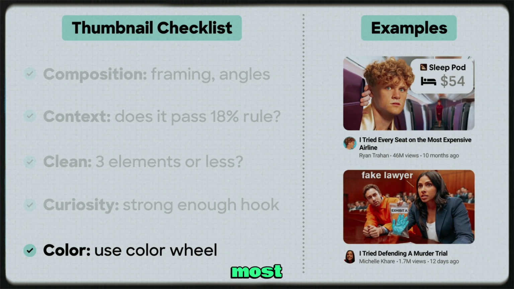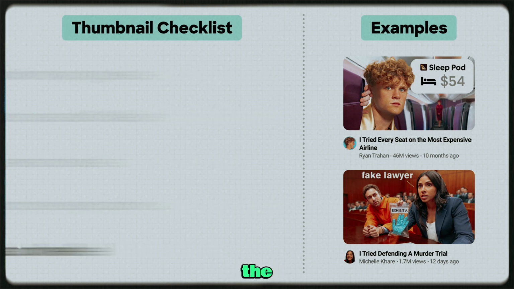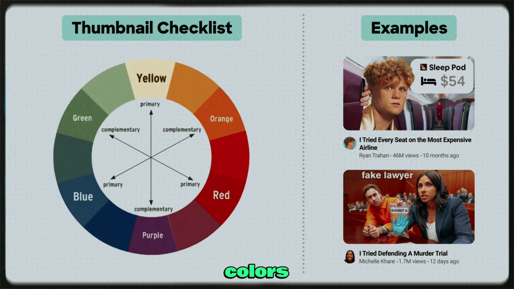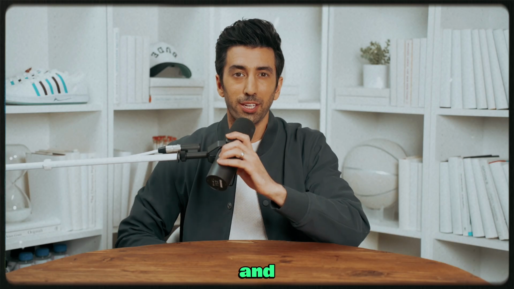And the last C is the most powerful, and that's color. Meaning, do you pair colors in a way that draws the eye? And for that, you want to refer to the color wheel and pair primary colors with the complementary ones. Like Ryan Trahan's hair and shirt in this thumbnail are yellowish gold, so it's not an accident that he made the chairs around him purple. Or Michelle Carre pairing the primary color of blue of her blazer and glove with orange jumpsuit and the orangish brown background. Brilliant.